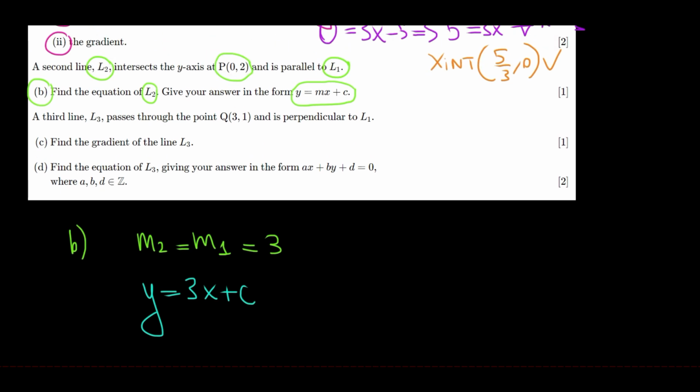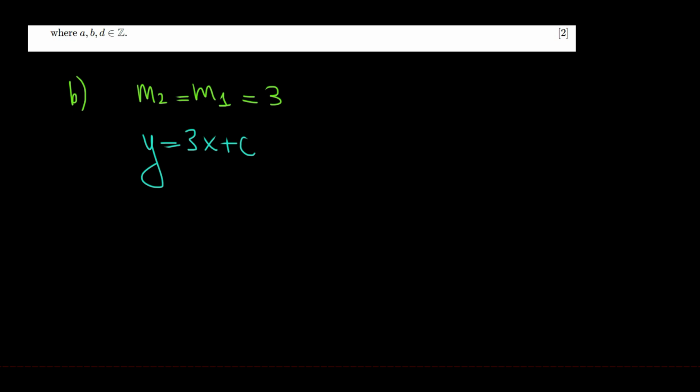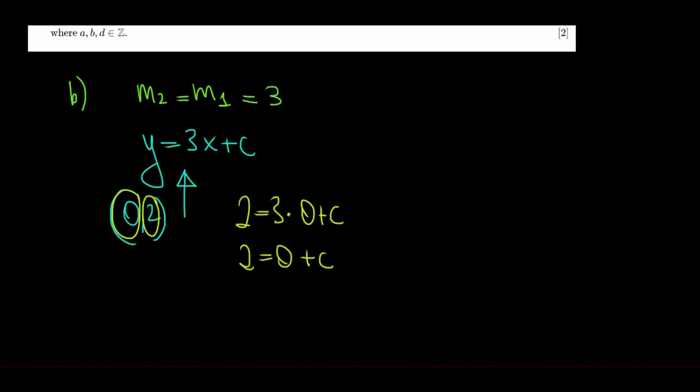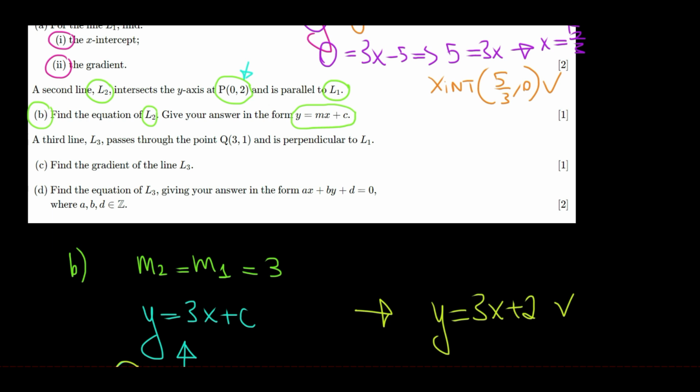Now, how can we finish the question? We can finish the question by using the point P with a substitution. So we know that the point 0, 2 satisfies this equation. Well, if I'm going to substitute 0 for x and 2 for y, let's see what we get. I will have 2 equals 3 times 0 plus c, 2 equals 0 plus c, 2 equals c. So I found c. And now I can finish the question by saying y equals 3x plus 2, and that's the form that the question wanted me to write. So we are good. This was part B. We did it. Let's go to part C.